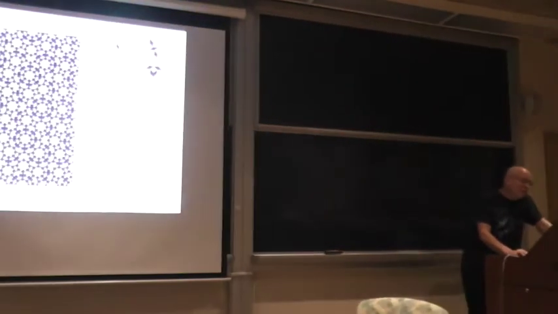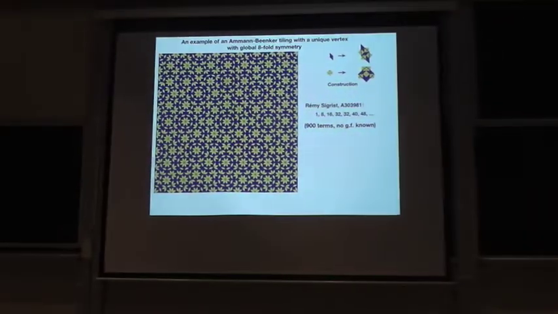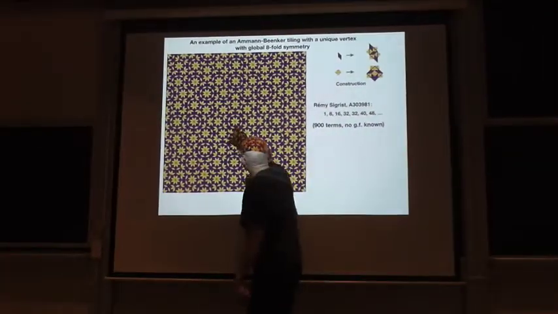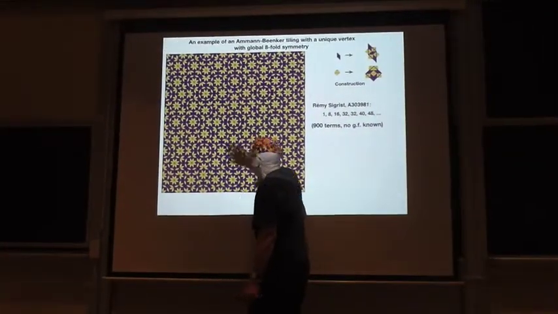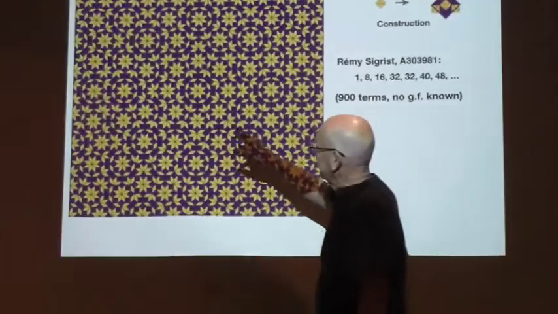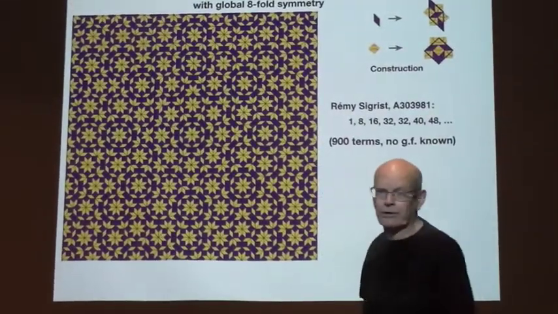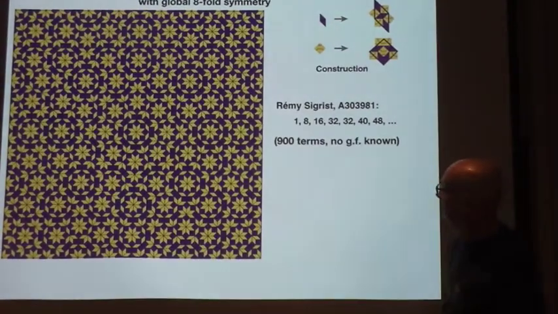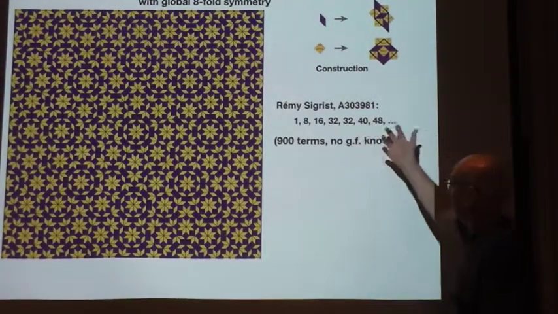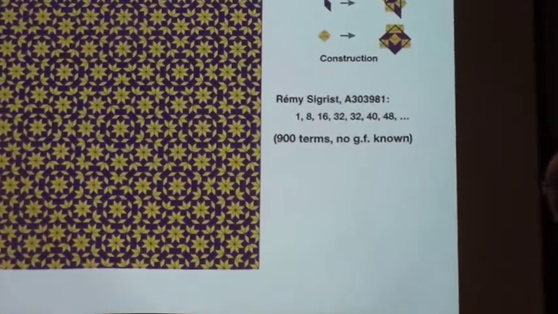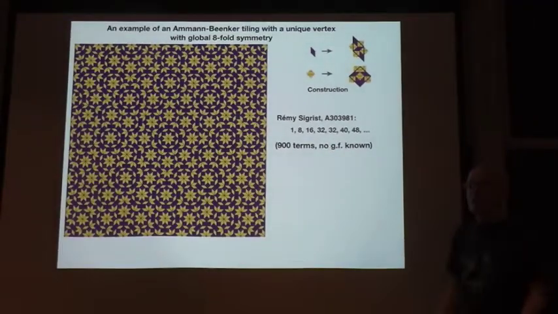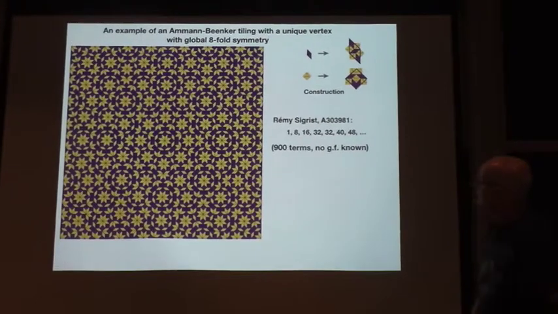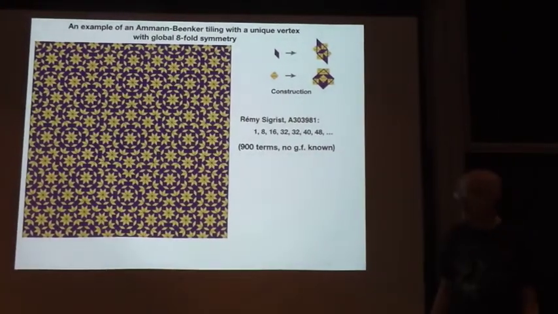What about aperiodic tilings? So here's the Ammann-Beenker tiling, which is a bit like the Penrose tiles. It has a point with 8-fold symmetry, a distinguished point. So you could look at the coordination sequence with respect to the distinguished center. And Remy Sigrist worked out the beginning of the coordination sequence. We have 900 terms, we have no generating function.